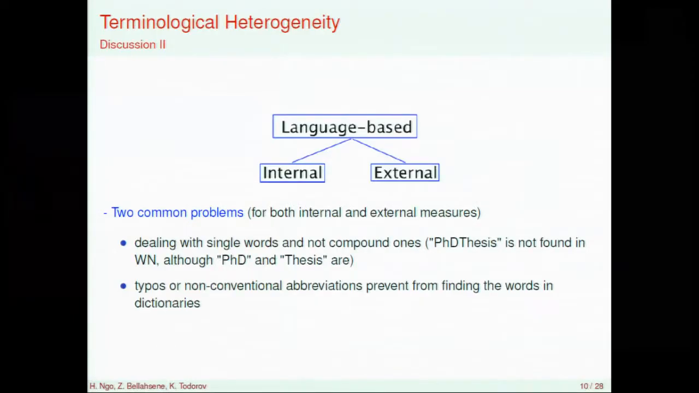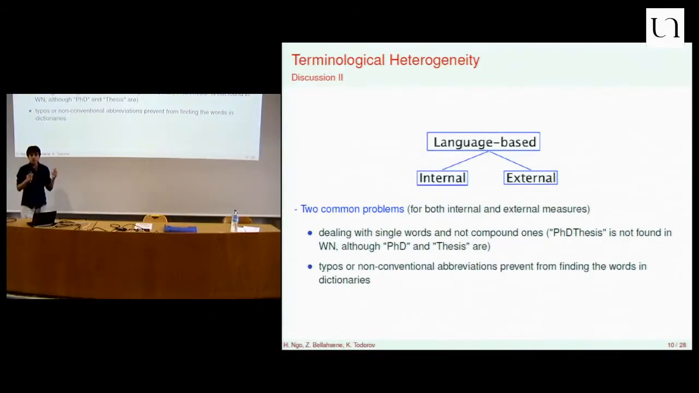On the side of the language-based techniques, we have two common problems which appear both for internal and for external measures. The first one is that these measures are able to deal with single words and not with compound labels. So here I have given one example. The label PhD thesis cannot be found in WordNet or in a semantic network, although each of the composing parts, PhD and thesis, can be found. So we need some additional technique in order to go and look for the composing terms. And then some typos that might appear in the labels can prevent us from matching these terms onto their references in the vocabularies or in dictionaries.